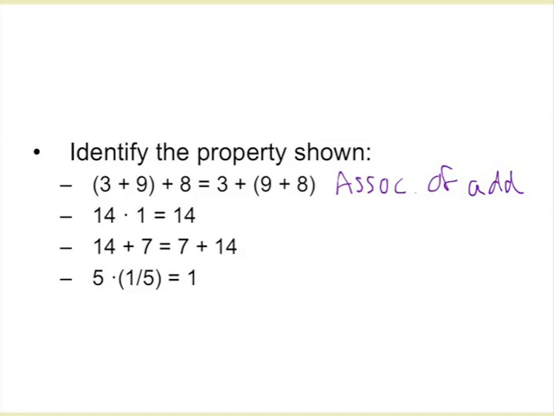Second one, what is that one? Identity, because it's staying the same. So that's the identity of multiplication. And again, you can abbreviate if you want, as long as I can tell what you're talking about. So you could say ID, identity is fine.